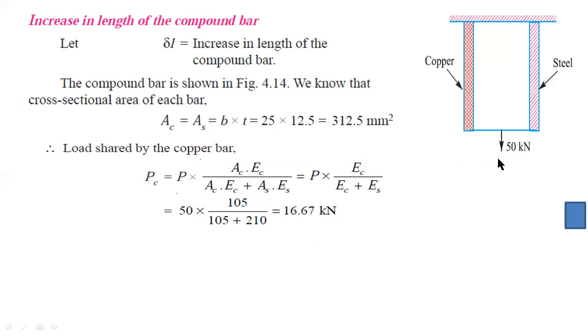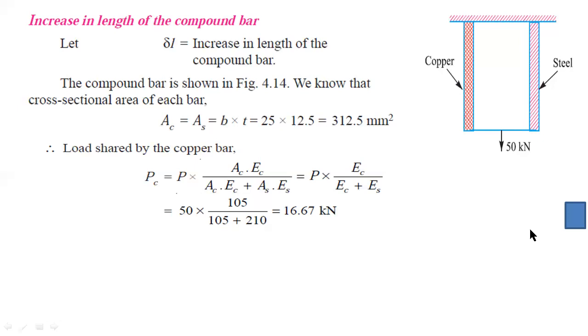Actually the total load acting on the compound bar equal to 50. In this 50 kilonewtons, only 16.67 kilonewtons load only acting on the copper bar, because this copper bar having low Young's modulus. So here steel bar having high Young's modulus. That's why remaining higher amount of load is acting on the steel bar.